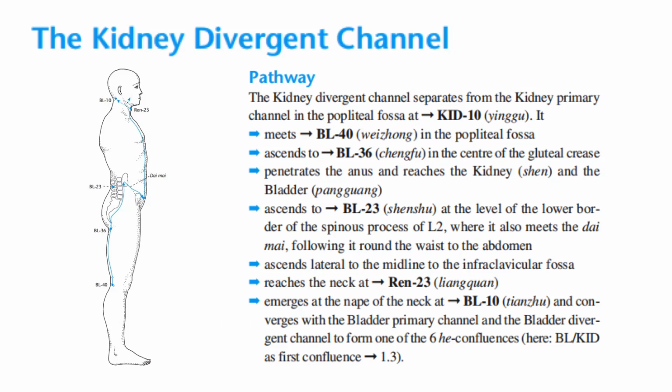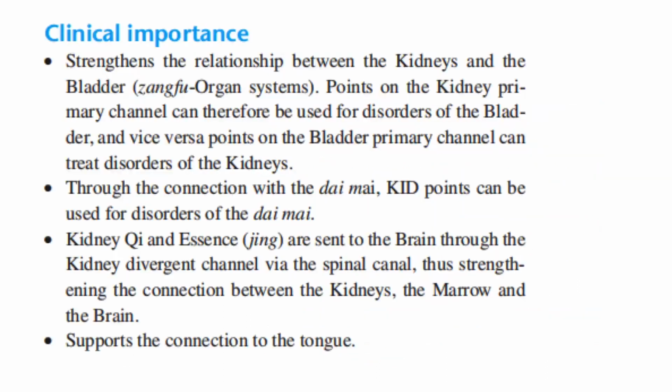the nape of the neck at Bladder 10, and converges with the bladder primary channel and the bladder divergent channel to form one of the 6 confluences. Here, the bladder and kidney form the first confluence.